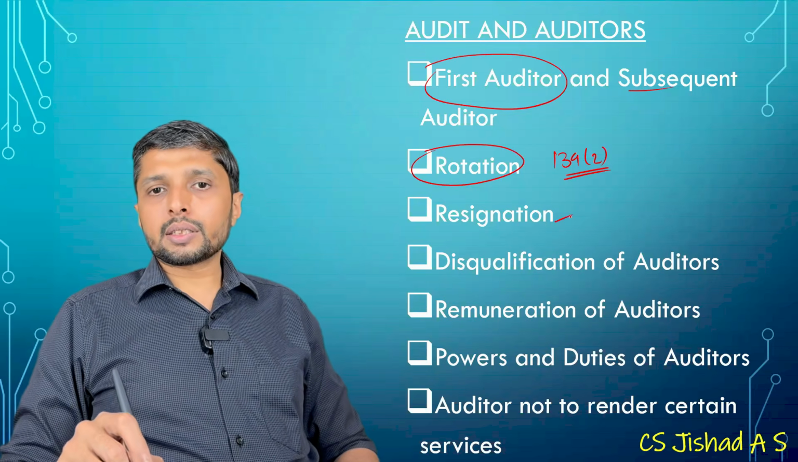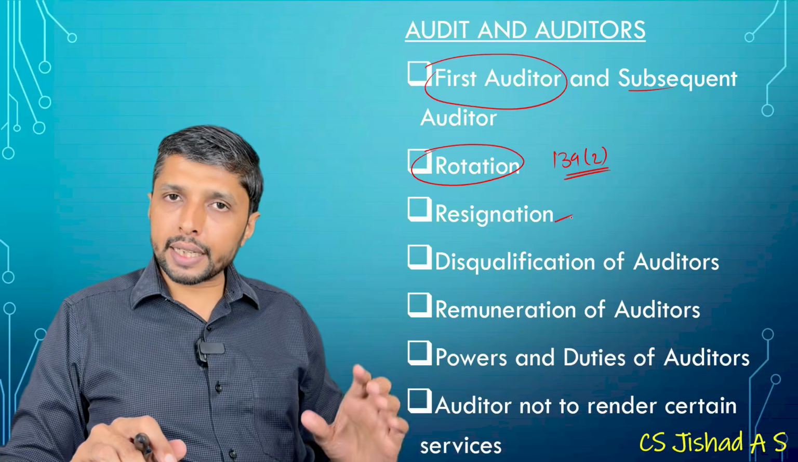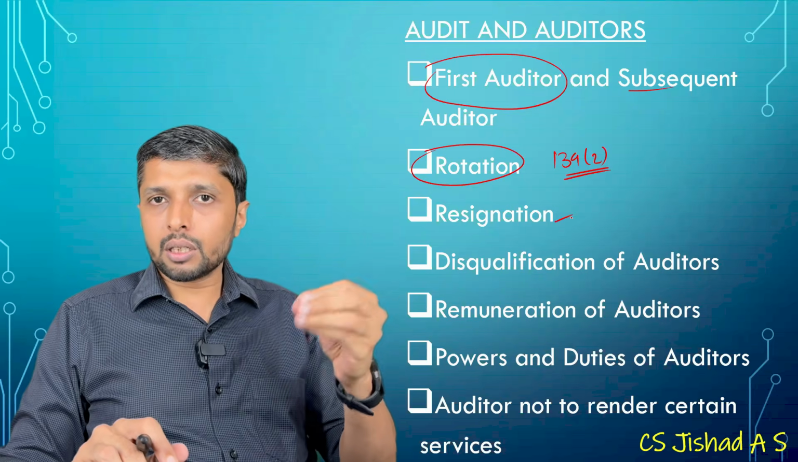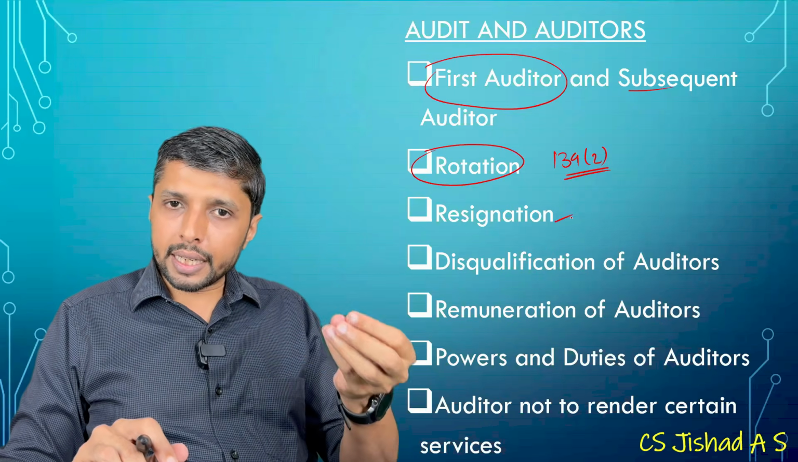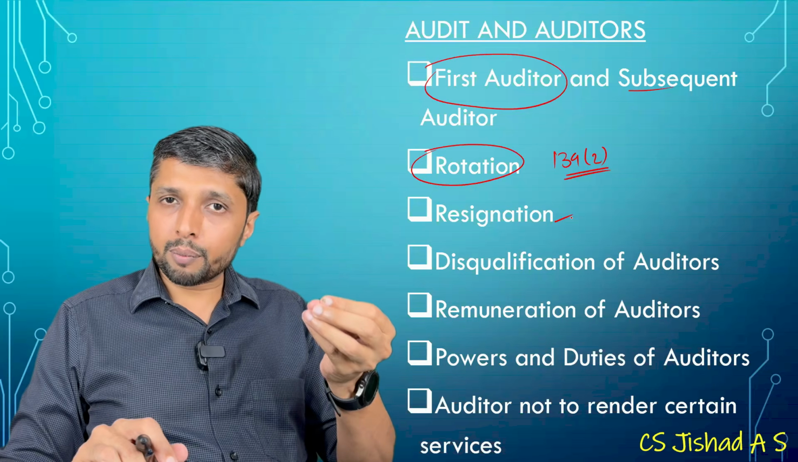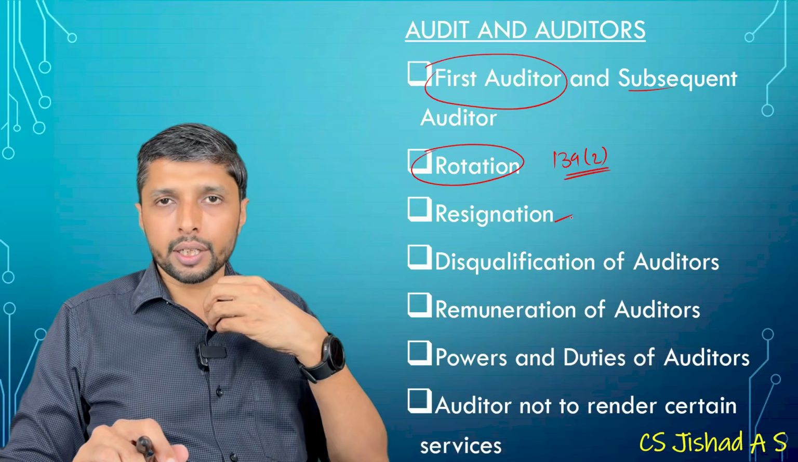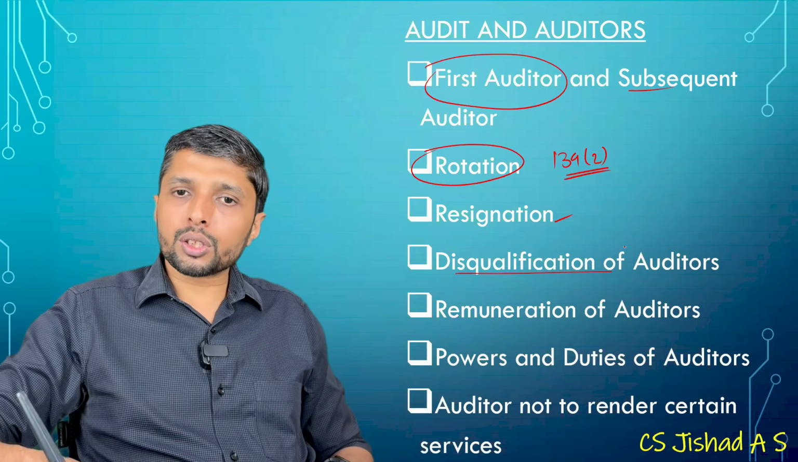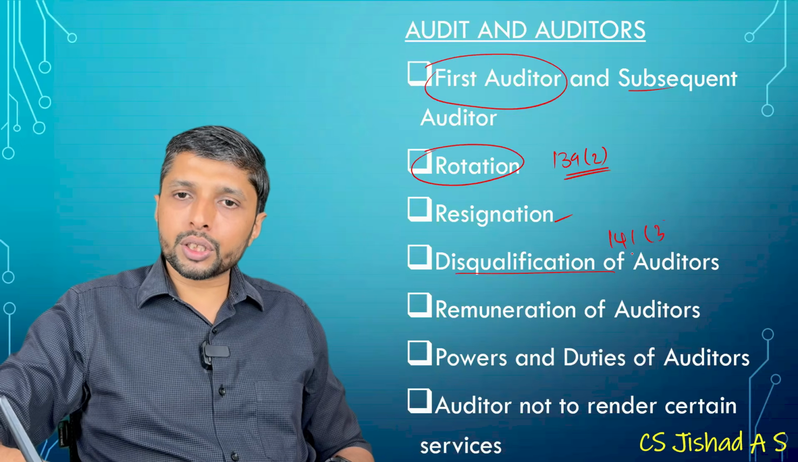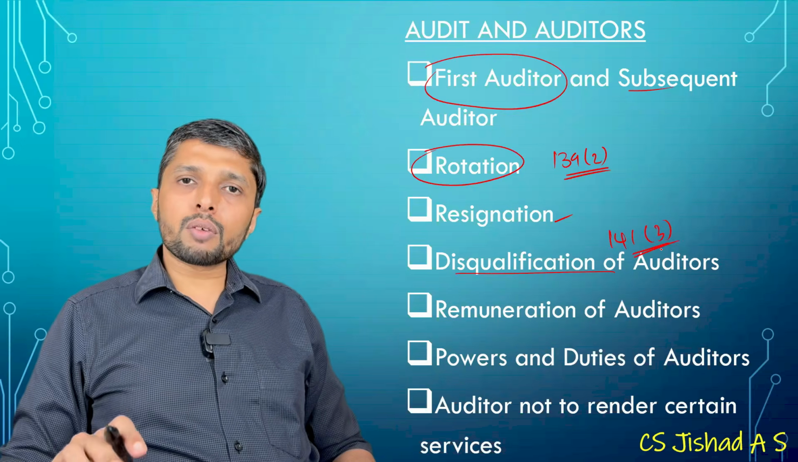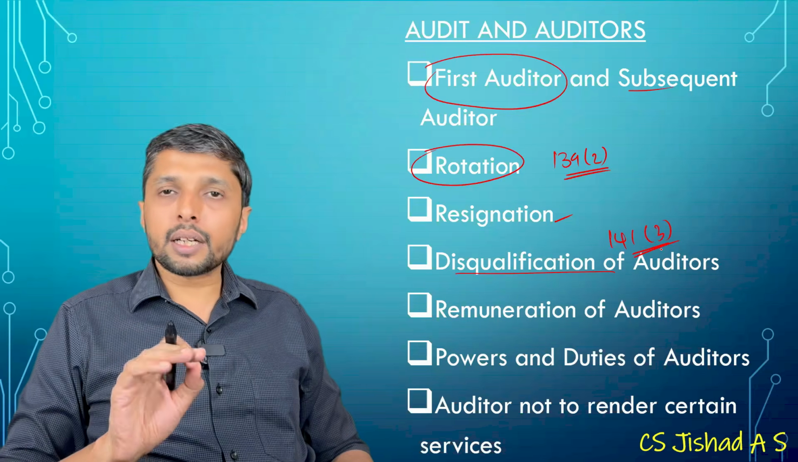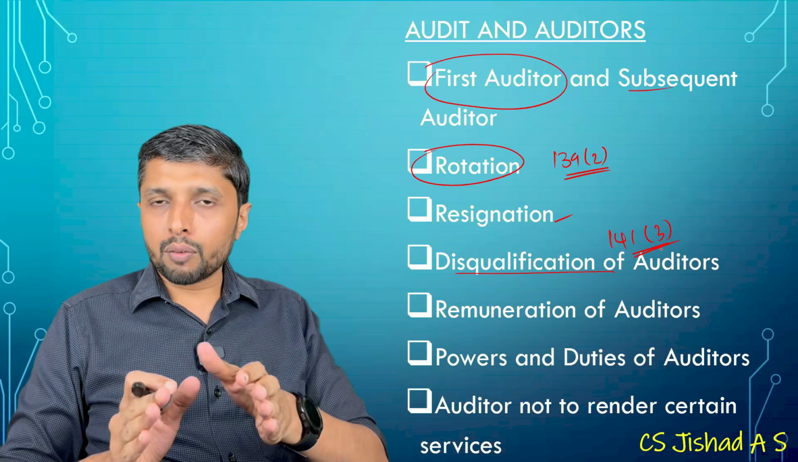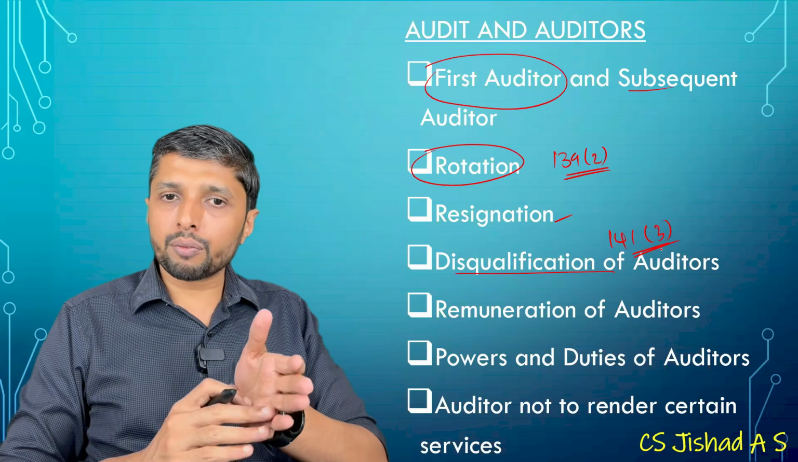Then resignation and removal of auditors. An auditor can resign by intimating the company, the ROC, and CAG if applicable. Then companies have the provision to remove the auditor by passing a special resolution. We have the provision of disqualification of auditor, Section 141 subsection 3. Section 141 explains the qualification and disqualification of auditor. 141 subsections 1 and 2 explain the qualification. 141 subsection 3 explains the disqualification of auditors.